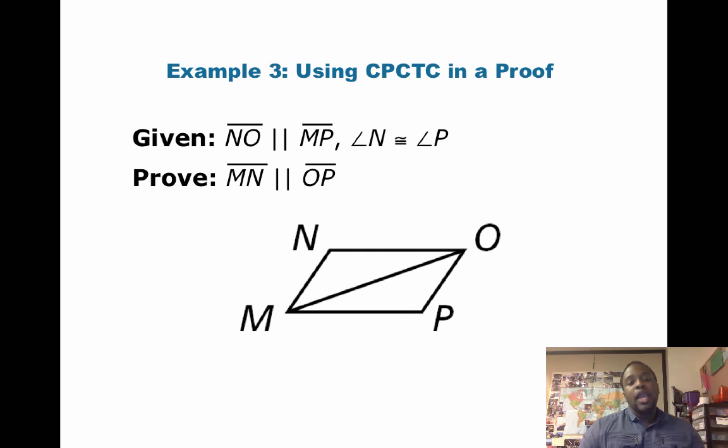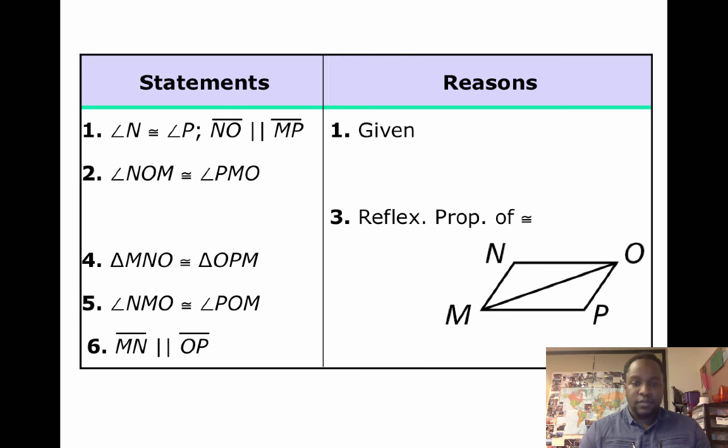Okay, let's do a two-column proof on the back side. So we're given that NO is parallel to MP and that angle N is congruent to angle P. We need to prove that MN is parallel to OP. All right, so remember going back to Unit 4 where we have our parallel lines and transversal theorems. Here we know that NO is parallel to MP, this can be the transversal, and we know that angle N is congruent to angle P.